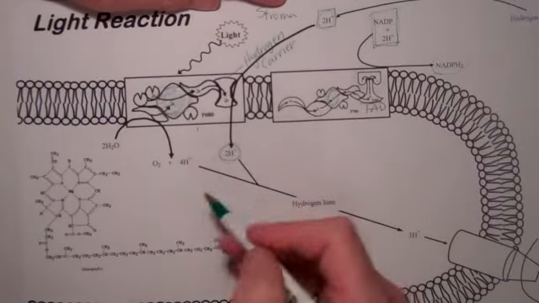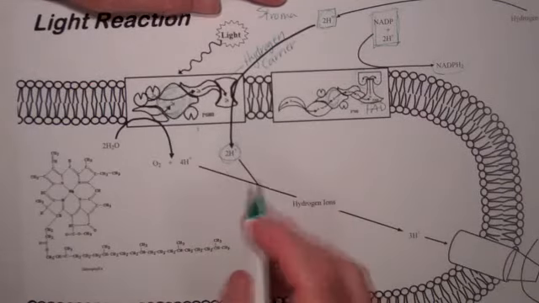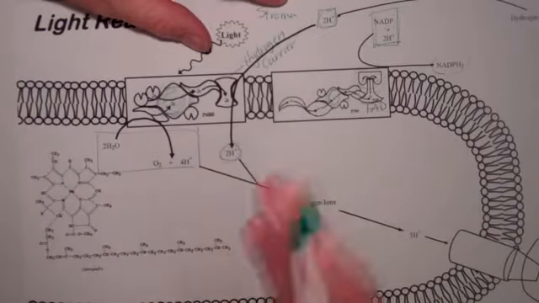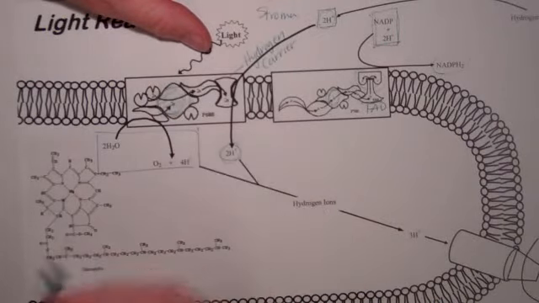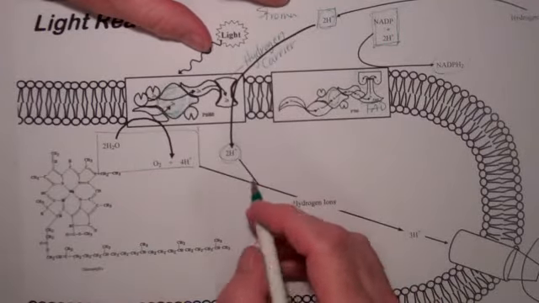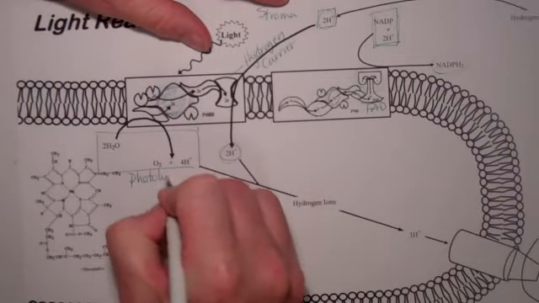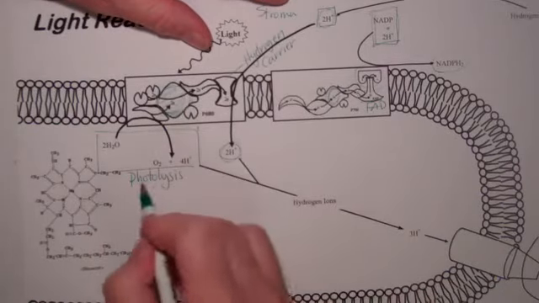Now, if this chlorophyll gives up an electron, then it is oxidized, and for it to work again, it's going to have to be reduced. It's going to have to gain electrons back. And that process by which this chlorophyll A gains that electron back is called photolysis. Now, photolysis is light splitting.